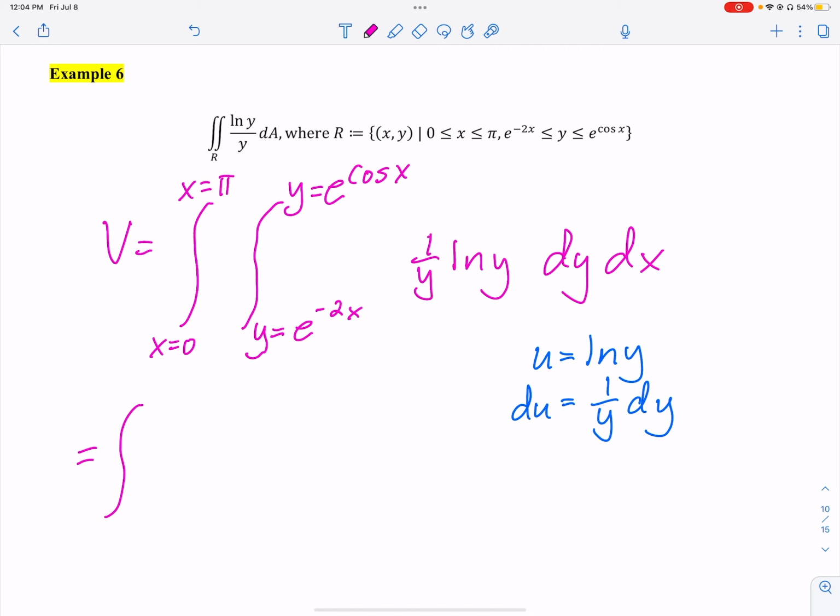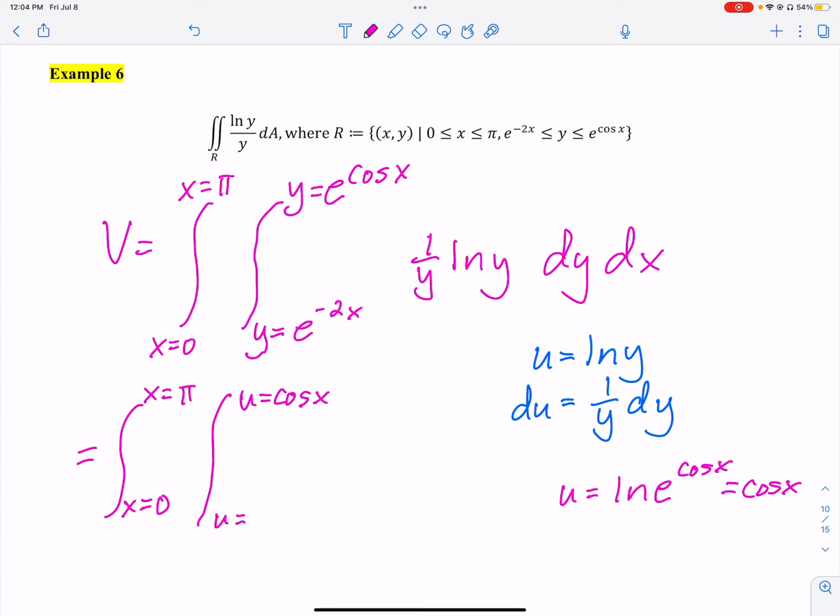So this is x equals 0, x equals pi. We could actually plug the bounds in. It's not too bad. So u is ln of e to the cosine x. That's actually just equal to cosine x. So that's good. u is cosine x. You can see how the other one is going to react as well. ln e to the negative 2x is negative 2x. Makes our problem even easier.